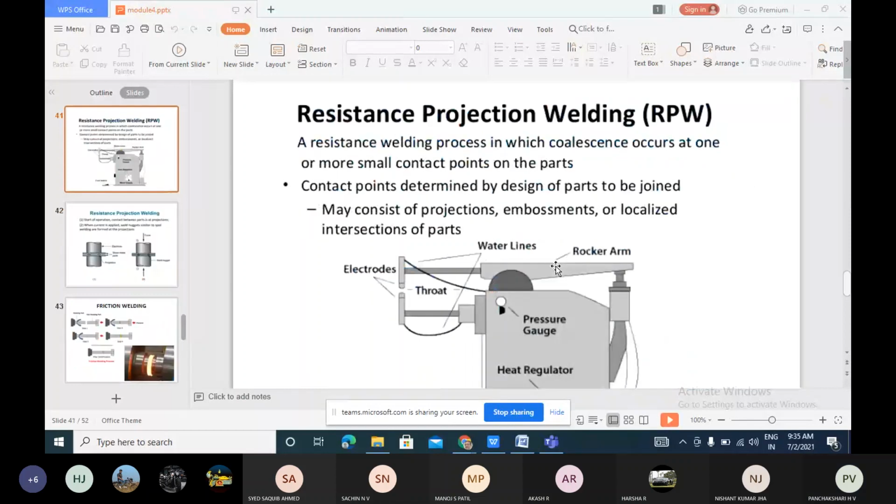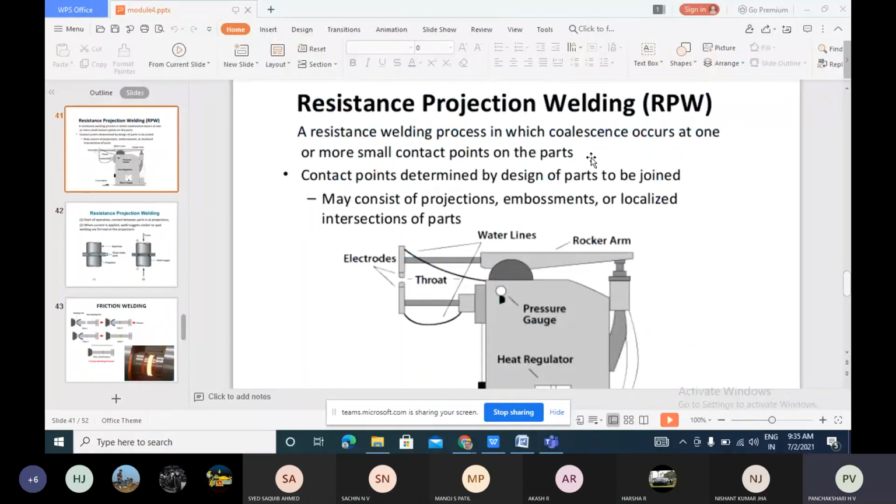A resistance welding process in which coalescence, C-O-A-L-E-S-C-E-N-C-E, means the joint or bonding, occurs at one or more small contact points on the parts. Contact points are determined by the design of the parts to be joined. I will explain all these things with the help of a diagram.